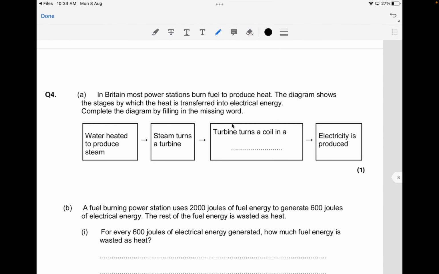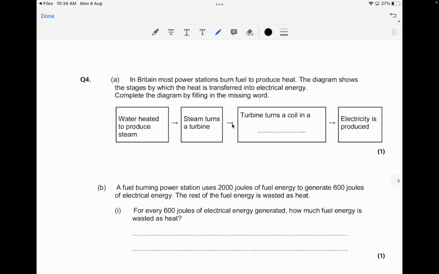Now the next question is similar to the electricity chapter questions. In Britain most power stations burn fuel to produce heat. The diagram shows the stages by which the heat is transferred into electric energy. Now you have to complete the diagram by filling in the missing word. The water is heated to produce steam, which causes the turbine to turn, and the turbine turns a coil in a generator. So you're going to mention it is a generator, and the electricity is produced.